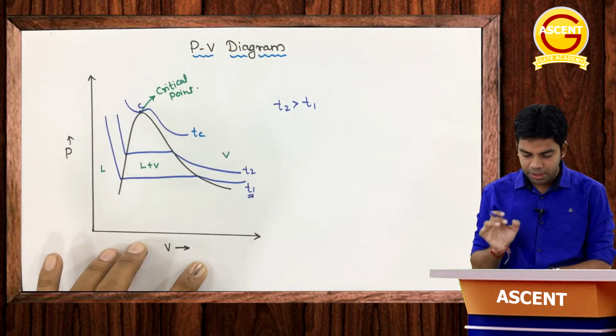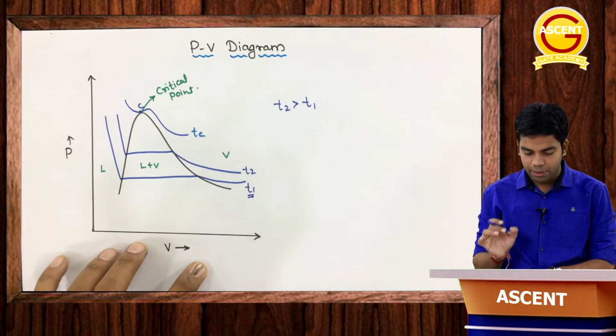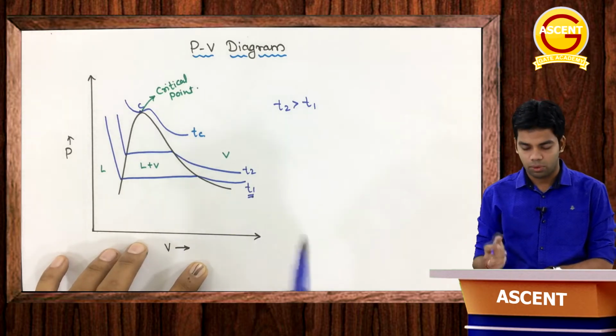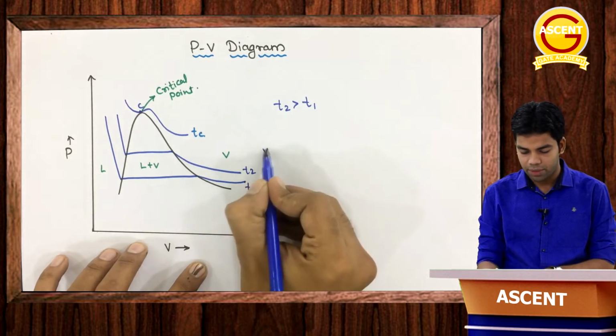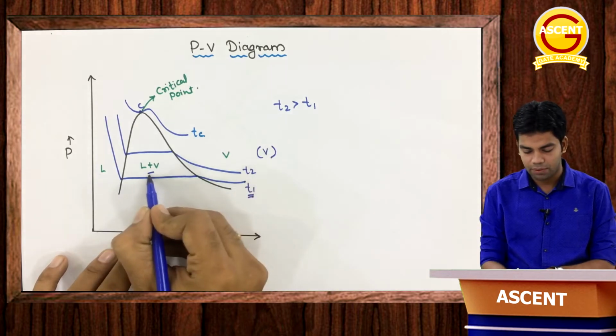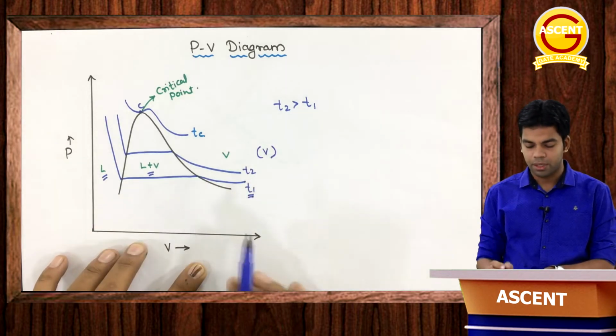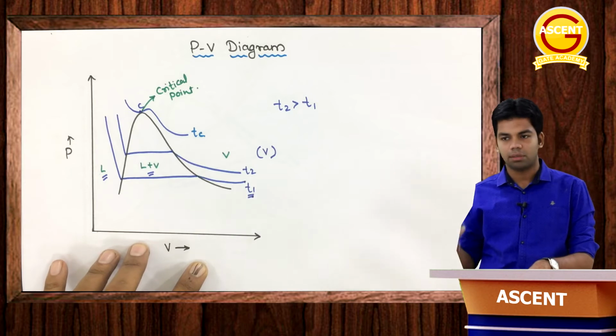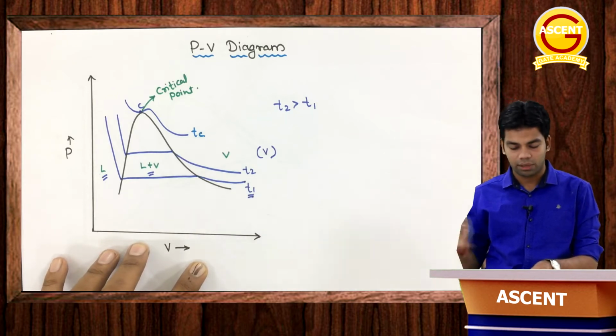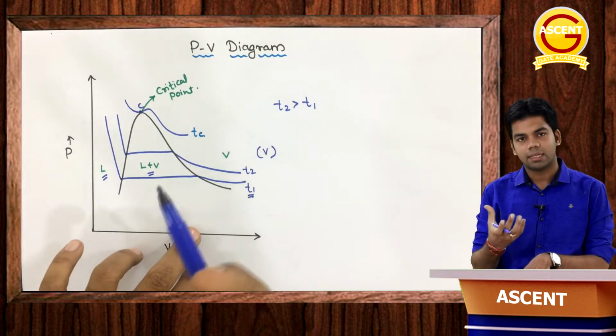If I am keeping the temperature constant and I am increasing and decreasing the volume. Okay, let's suppose here we are having the vapor phase, here liquid plus vapor, and here pure liquid. So suppose I am having steam, water in the vapor phase, and I am decreasing the volume.